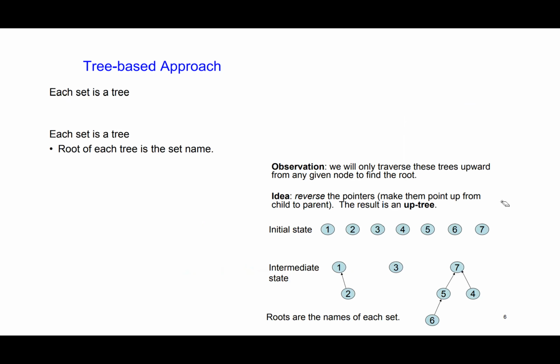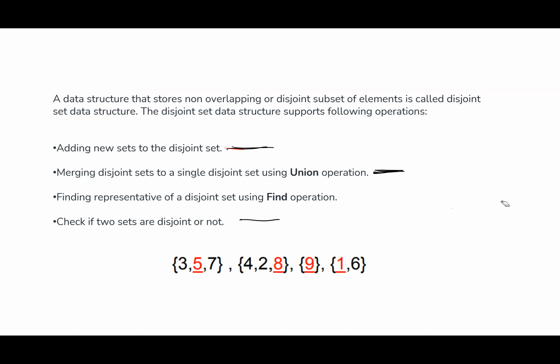Okay, so these are the operations on the disjoint set data structure. Now, let's try to be a little bit more formal. How can we represent this data structure? Well, we can see each set as a tree, where the root of the tree is the set name.